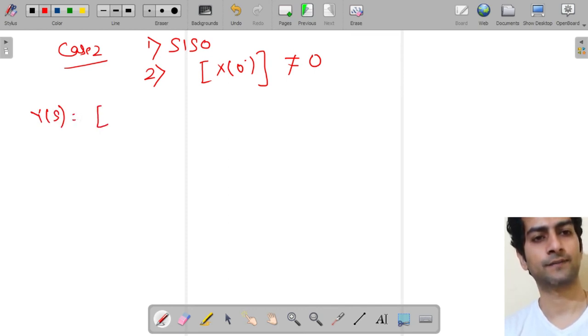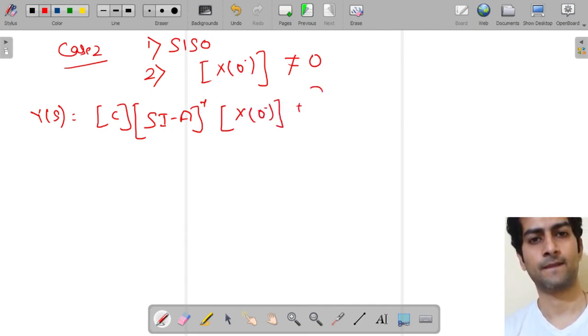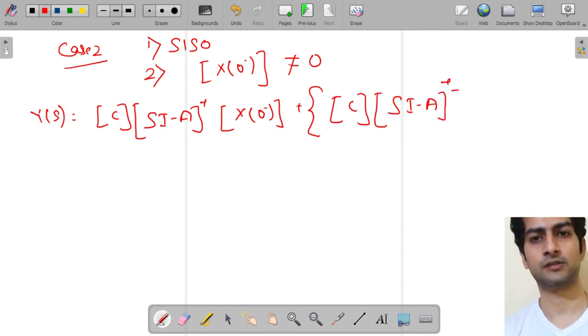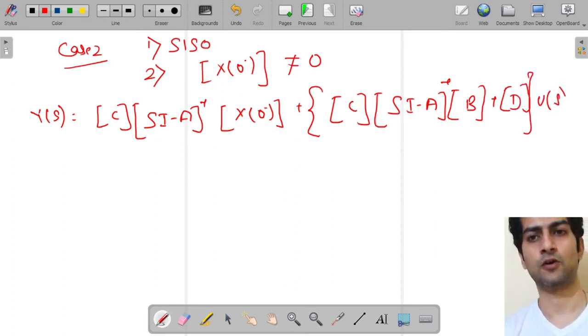Our output will be C matrix (sI minus A) inverse x of 0, the initial condition, plus C matrix (sI minus A) inverse B plus D, times U of s. As the initial condition is not 0, we will get this expression, and most importantly we have a SISO system.